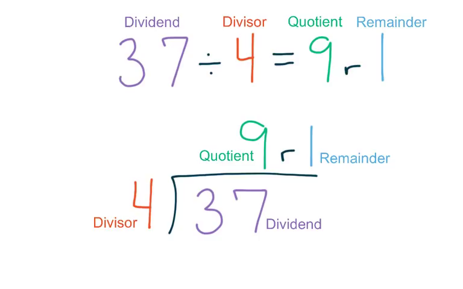Our 37, our larger number, is our dividend. Our 4 is going to be going into our larger number. It's going to be separating that larger number into equal pieces. Our quotient is the number of equal pieces, and the remainder is what is left over.